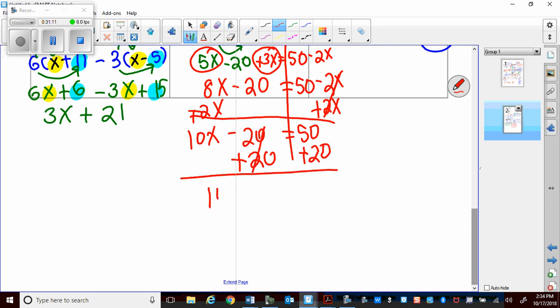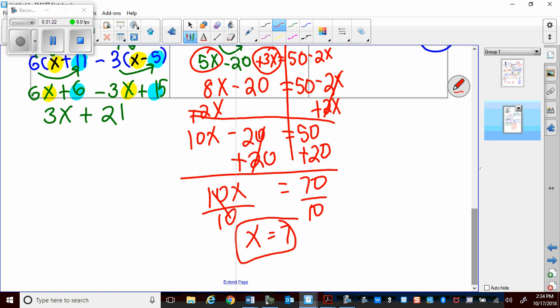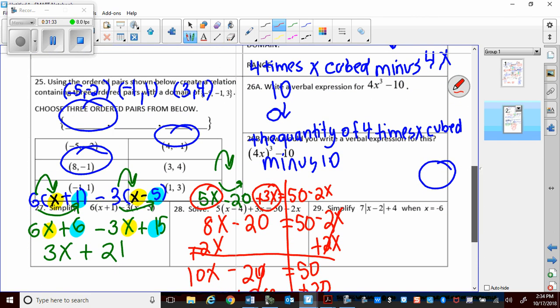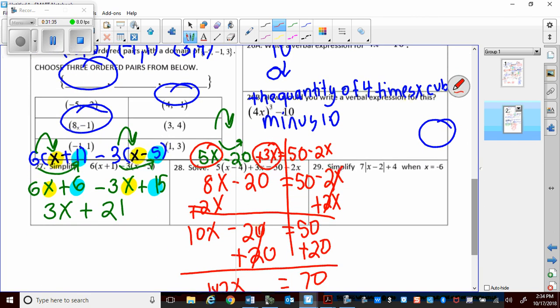How many solutions did you get? And what's the solution? How many of you feel like you're going to pass the test now? This is what the test looks like. Last problem. What are we going to do with x equals negative 6? Plug in that x. Fill it in. What do you need to do? Write it out. So this equals 7, absolute value of 6 minus 2 plus 4.